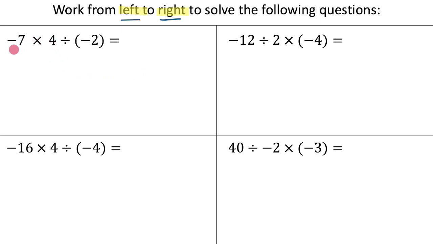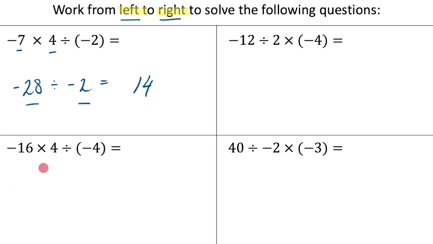So if I have negative 7 times 4 divided by negative 2, I'm going to first go, what's 7 times 4? That's 28. Now, because I have a negative number and a positive number, that's going to be a negative 28. Then I'm going to divide by negative 2. Once again, I'm just going to ignore my negatives for the time being and go 28 divided by 2. Well, that's 14. Now, because I do have two negative numbers, I know I'm going to get a positive result. So I'm just going to leave it like that.